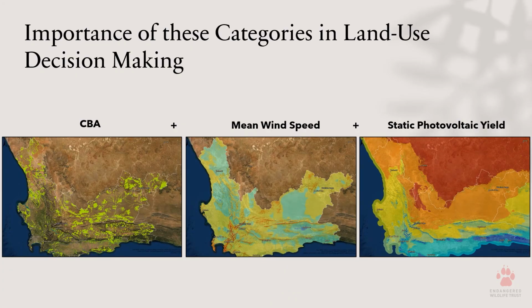This slide provides another illustration of how these categories can be used to inform land use decisions. Here, from left to right, are maps of the CBAs in the Western Cape, a map of the mean wind speed in the Western Cape, and a map of the static photovoltaic yield available in the Western Cape. As the transition to renewable energy intensifies, identifying appropriate sites for development is essential.